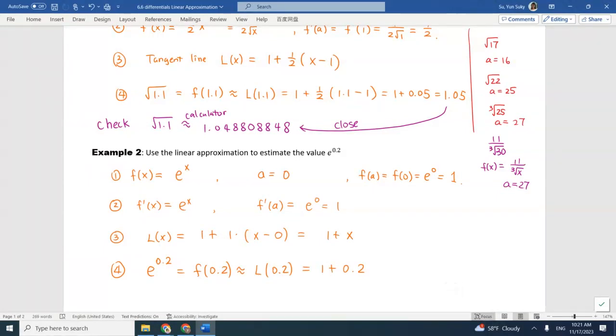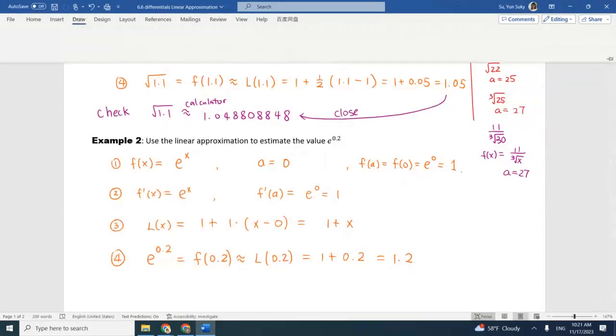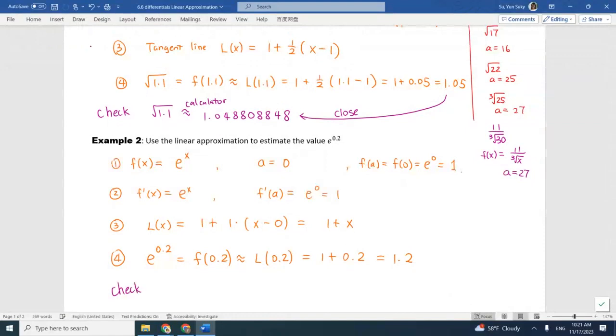1 plus 0.2 is 1.2. Yes. Okay, now let's check our work. What is e to the 0.2 if you put this in your calculator? Are they close? Yes. So we're doing right. For this type of problem, you can always check your answers.